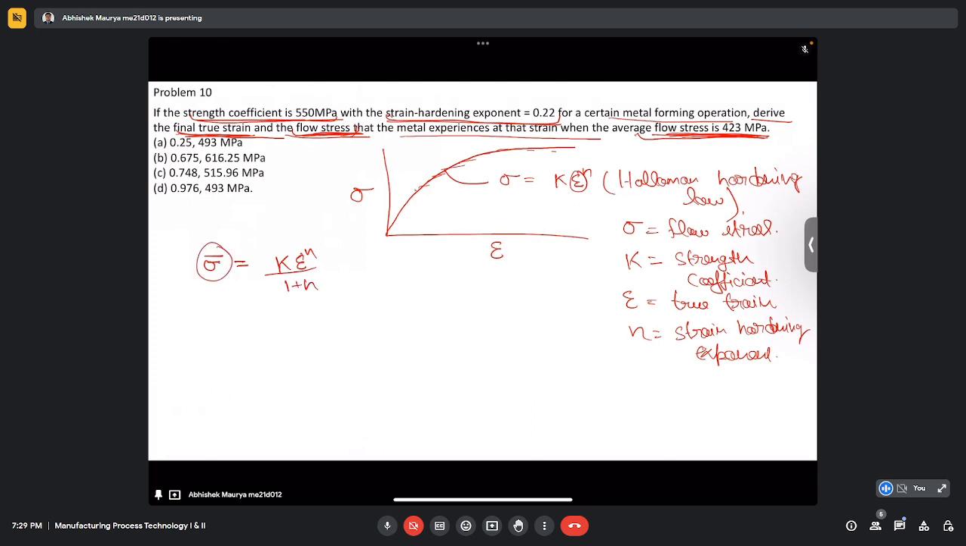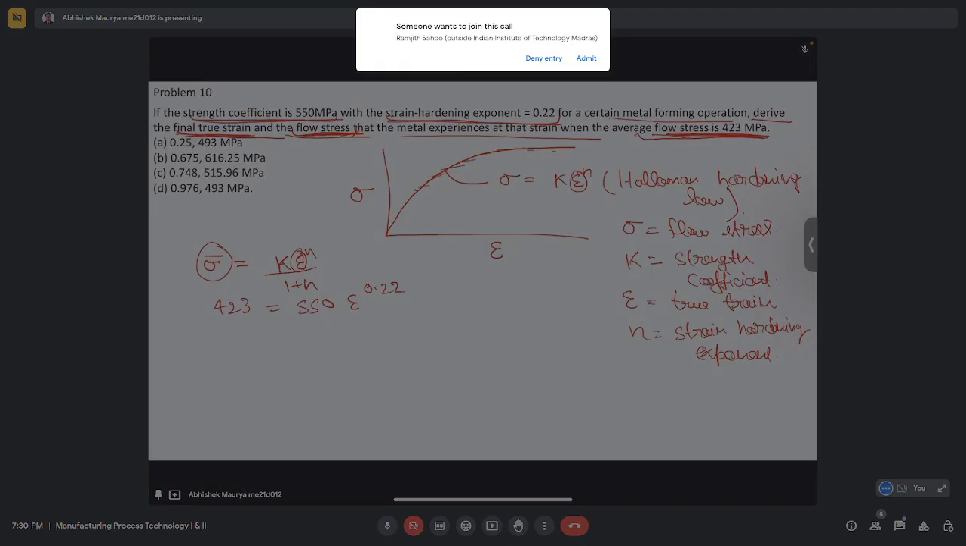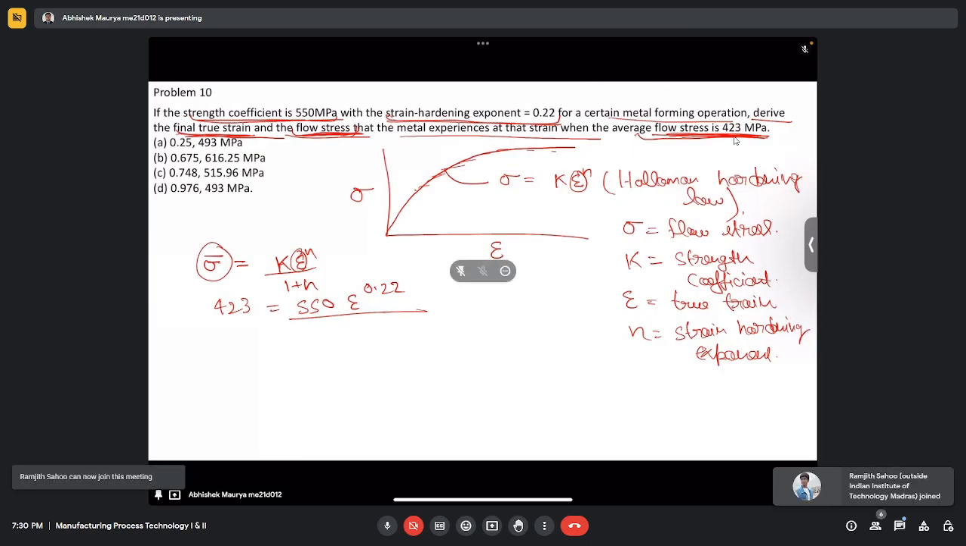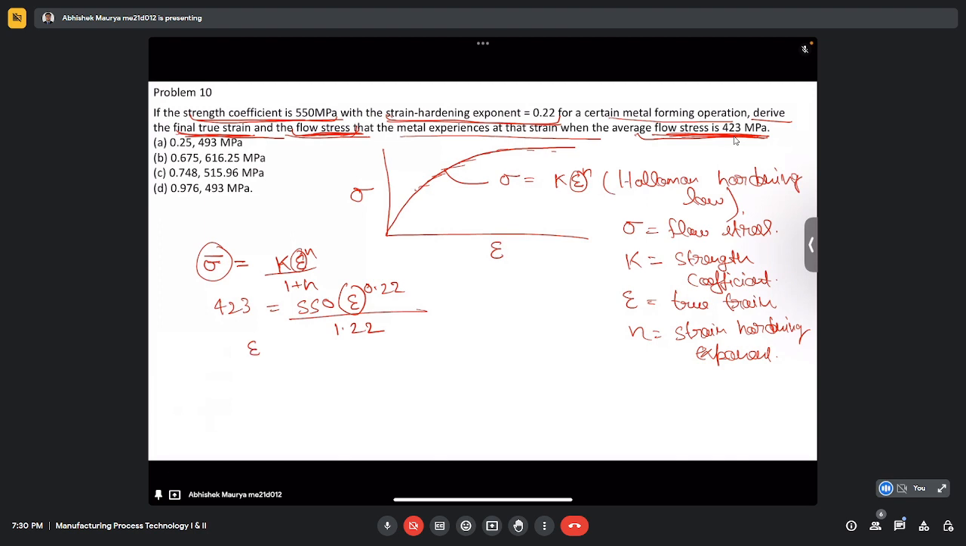Now we will substitute this 423 megapascal, and K is also given, 550 megapascals. Epsilon we have to find out. n is given, that is 0.22, and 1 plus n is nothing but 1.22. If you solve it for epsilon, what will you get? The true strain value you will get is 0.748.